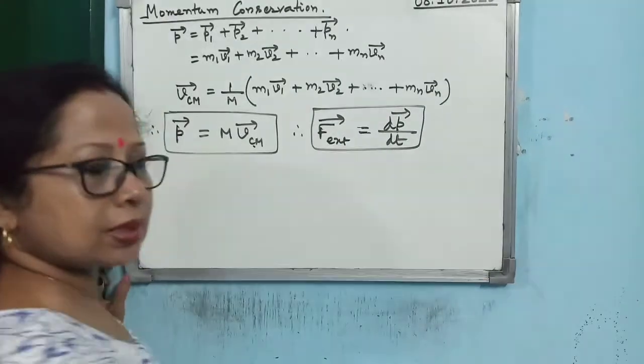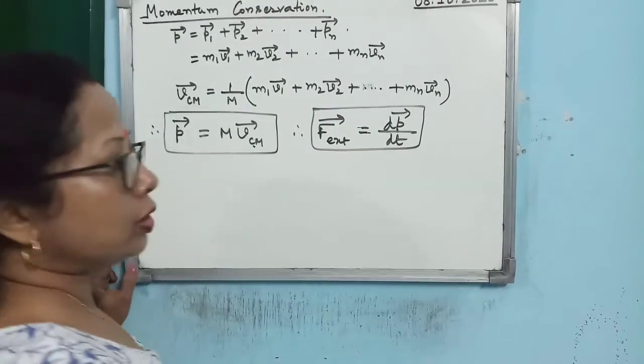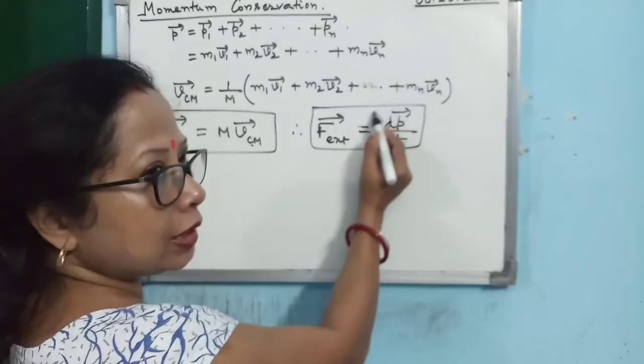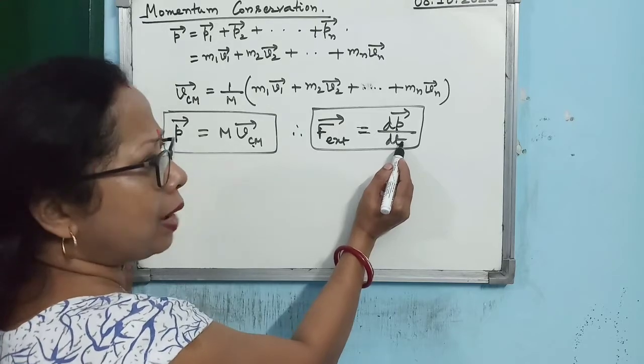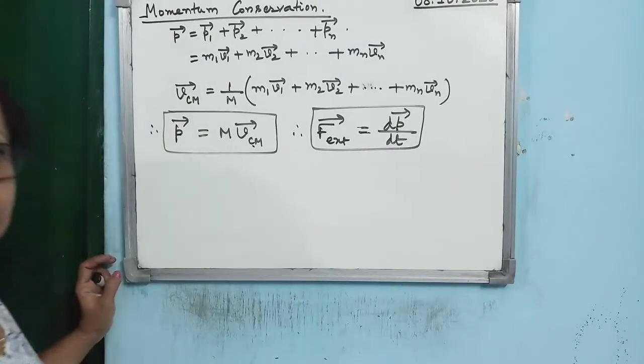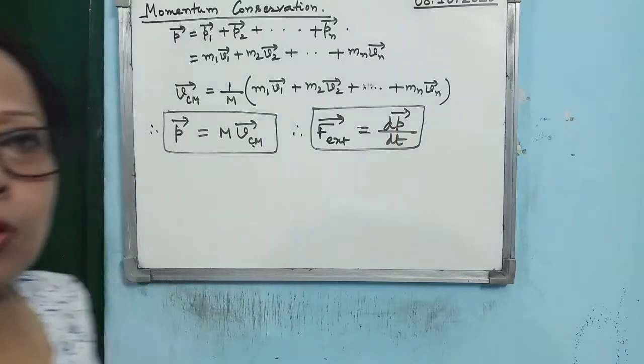Again, we know what the external force acting on the system is. According to Newton's second law of motion, the external force is the time rate of change of linear momentum. So how can you write the time rate of change of linear momentum mathematically? dP/dt, meaning the time derivative of linear momentum.